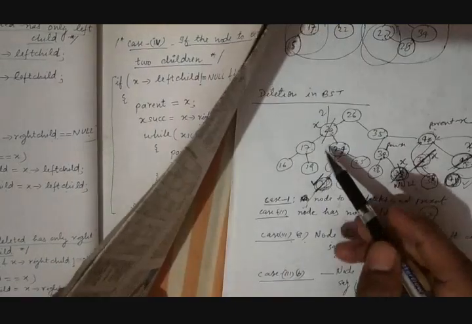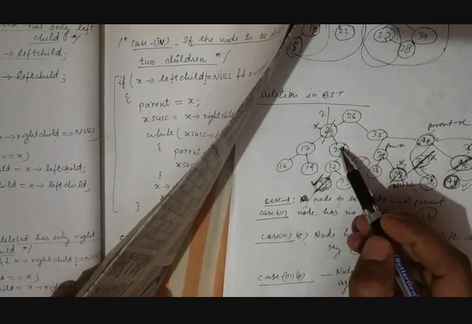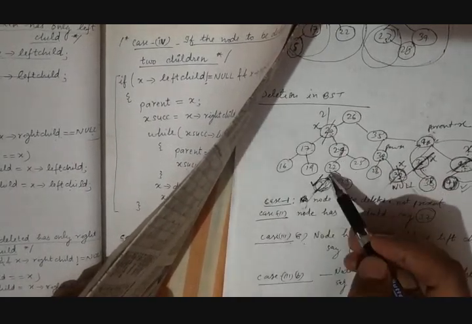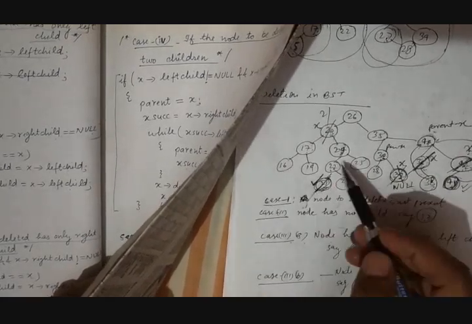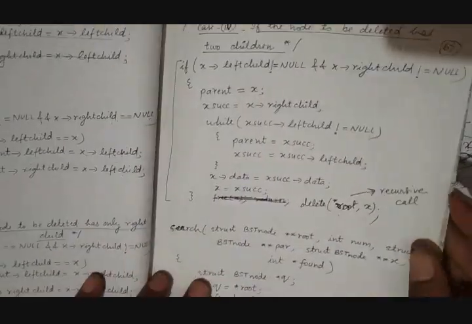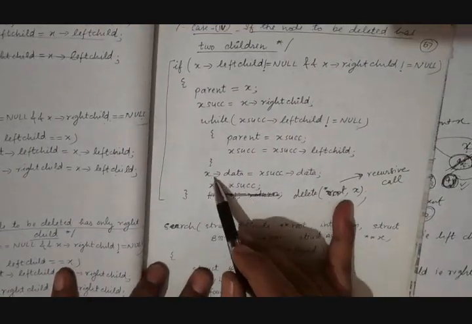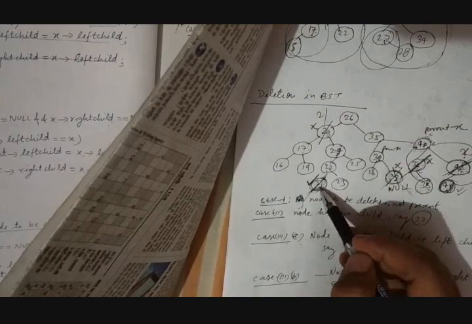So what will happen? Initially X is here and parent will become this one, then X successor will become this. Now again parent will become this node, then X successor will become this, then parent will become 22, then X successor will become this. So we continue until we reach this node over here. Then what will we do? We will replace X data by X successor data. So X successor data is what? 21. This 20 will be replaced by this 21.